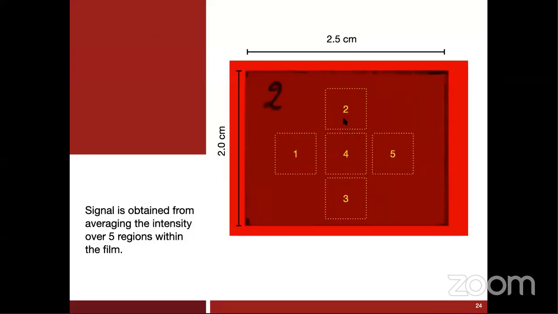Once we scan the film, with ImageJ we define 5 regions of interest, and ImageJ gives us the average color intensity within each region of interest. We take these 5 and calculate the standard deviation, if we're interested in reporting doses with uncertainties. But in TBI, we were not interested in defining uncertainties of the doses that we measure.